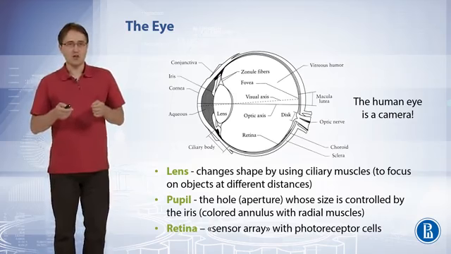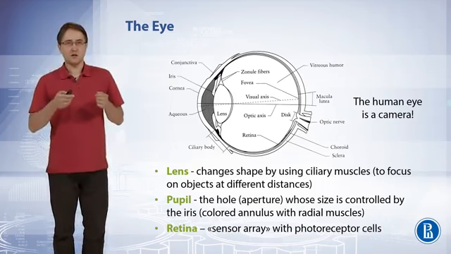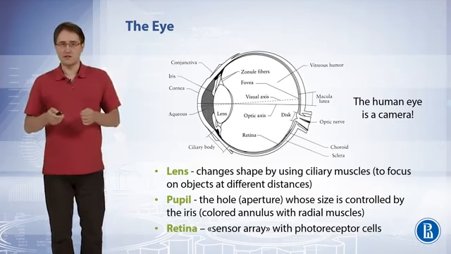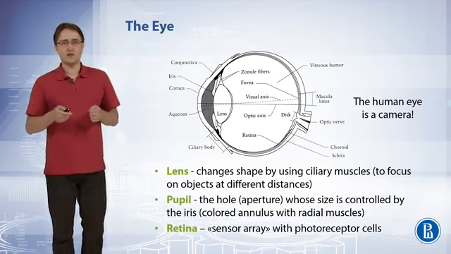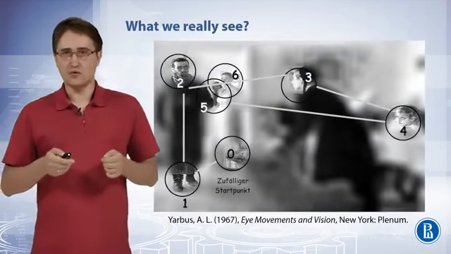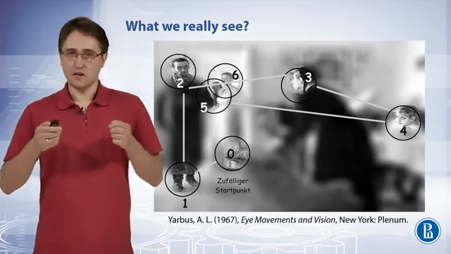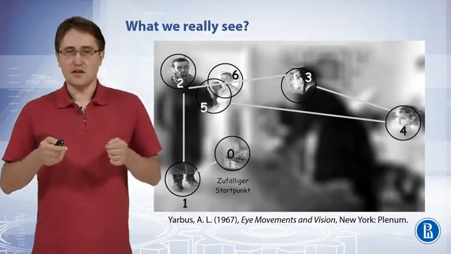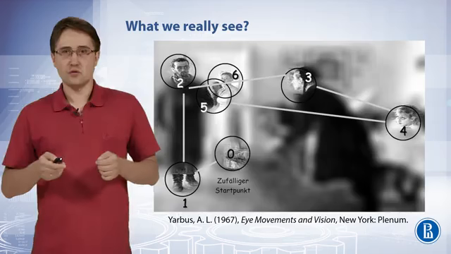And we have our own sensor array in the form of a number of photoreceptor cells, rods and cones, in the retina. Photoreceptor cells are connected to the optical nerve with the help of other neuron cells. But what we really see in the world around us is very different from what is captured by a digital camera. The reason is that our spatial resolution is very non-uniform.